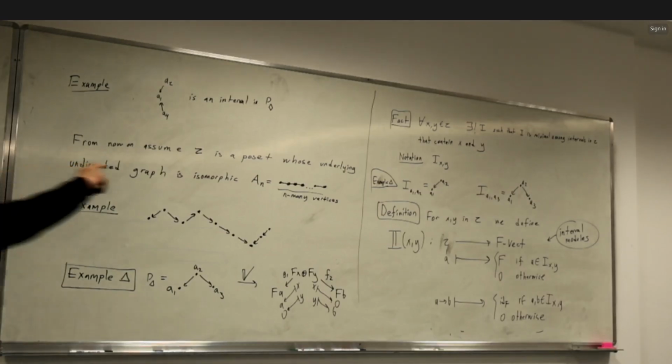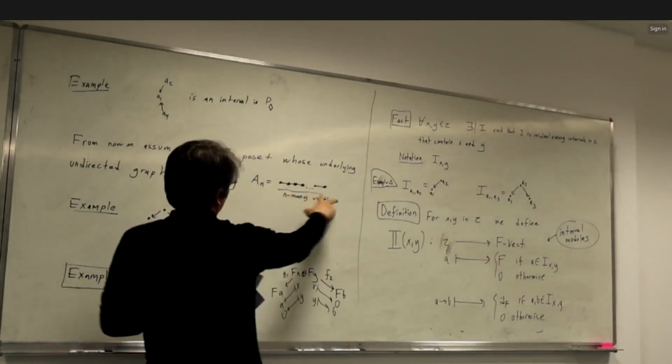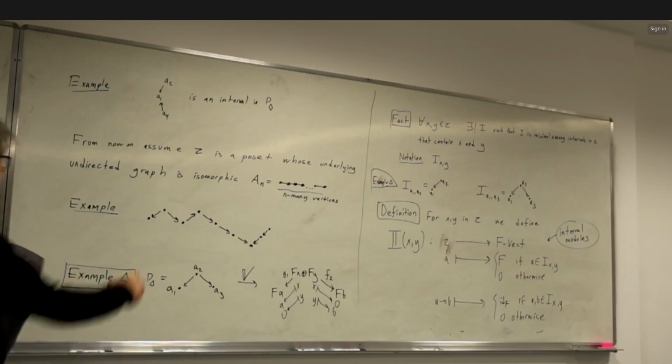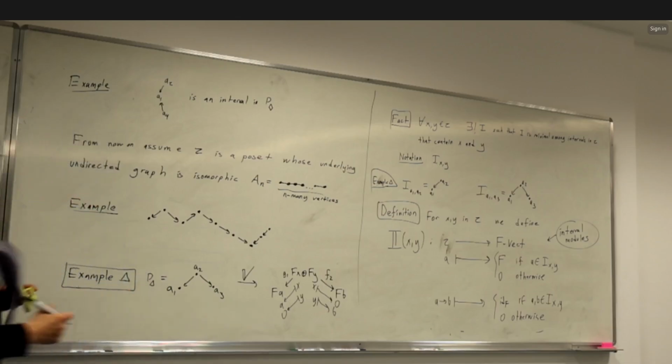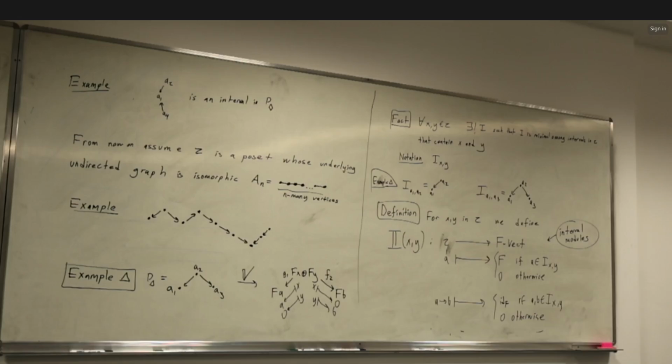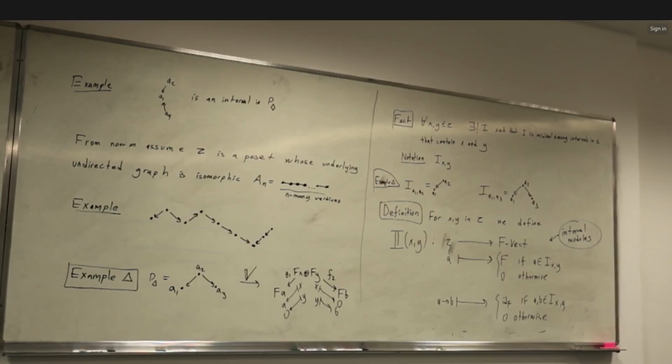Tau is a poset whose underlying undirected graph is isomorphic to A_n. It's any of those. It could be something like this. It could be something like this. Right, it's a zigzag. Exactly. Posets are finite. Yes, I'm assuming posets are finite. Maybe I should have said that. So whenever I say poset, it's finite.